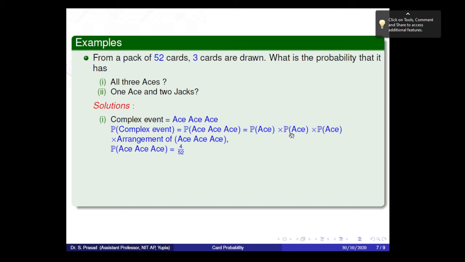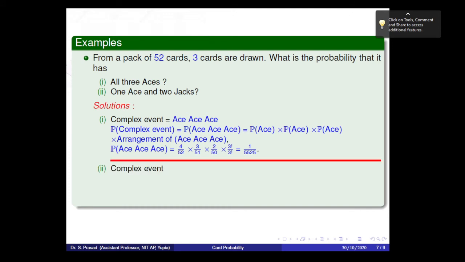Now again an ace, so one place is filled by an ace. Then the remaining aces are 3, so we write 3 by 51. Again remaining is 2 by 50, into the arrangement of this. All three words are the same, so we write 3 factorial upon 3 factorial, and the answer is 1 by 5525.